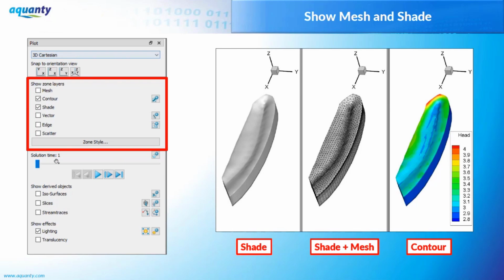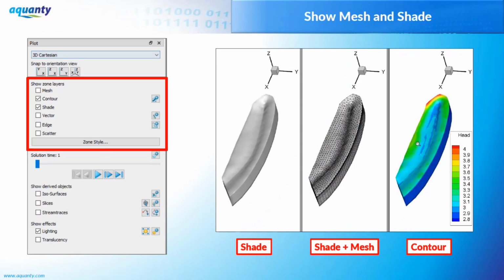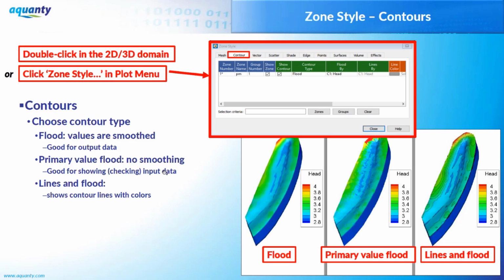And it will show you at your solution time, and you can switch between different solution times. You have your zone style. So whenever you show one of these, you go through zone styles and start changing stuff. So in this case, I have a porous media's domain only that was loaded in the model.